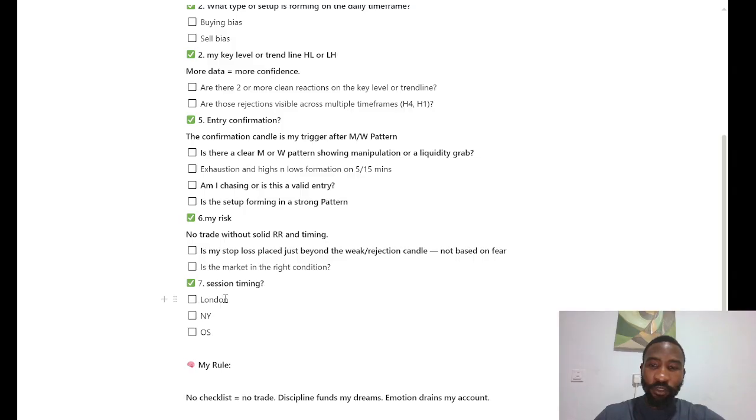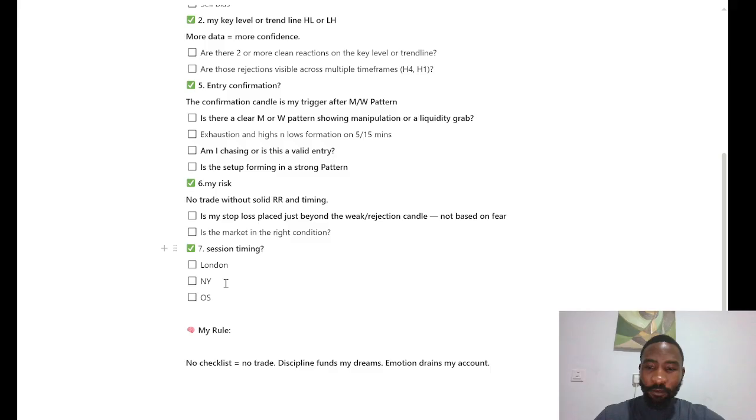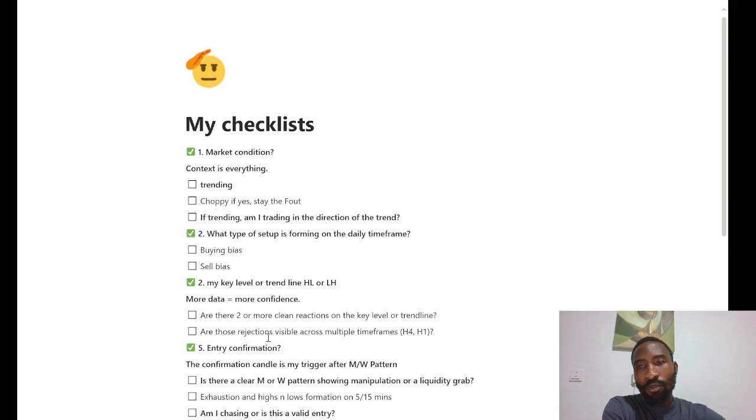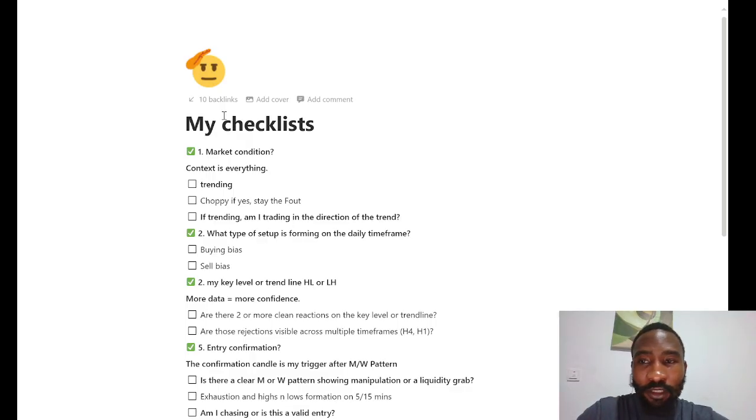The trading section covers timing, your risk reward, and the confirmation. And my rule: no checklist, no trade. No checklist, no trade. Discipline comes first. So these two are always important, and if you want to get it, the link is down below and you can click on it and just get it. It's way cheap, and trust me, it will save you thousands and save you a lot of stress.